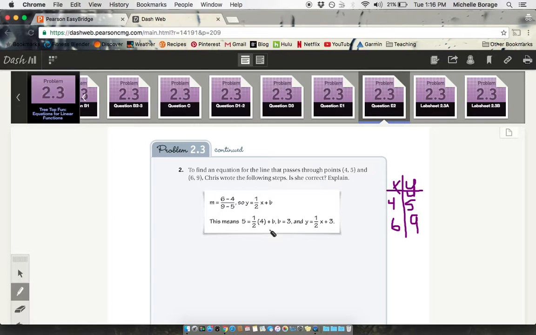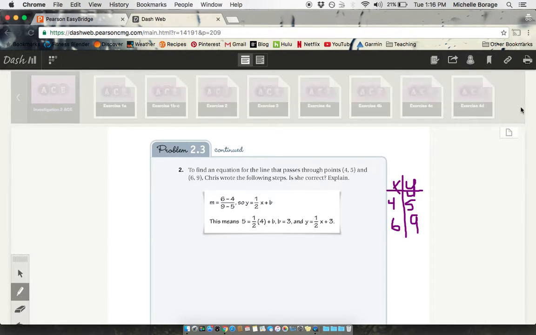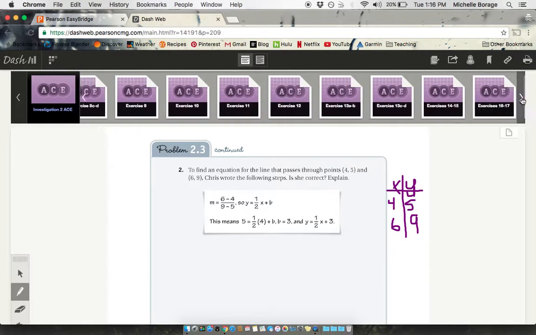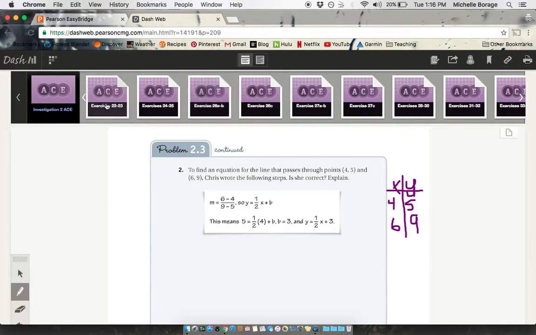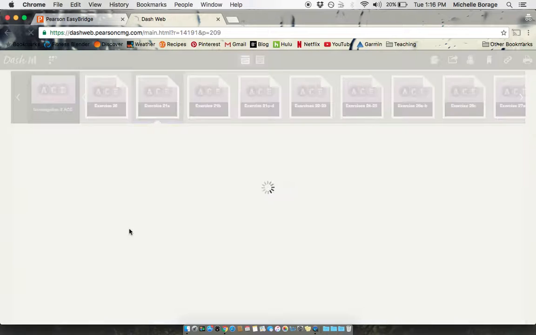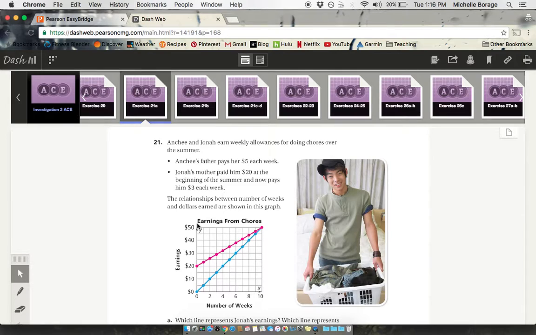Alright, so when you finish this, if you guys have extra time left, you can begin working on your homework. Again, I don't have the book, so I'm not sure which page it is, but I'm going to write your homework on the board. I believe I'm doing problem 21 with you. It's when you go to those ACE problems right after Investigation 2, you're going to go find problem 21. Yeah, this is the right one.